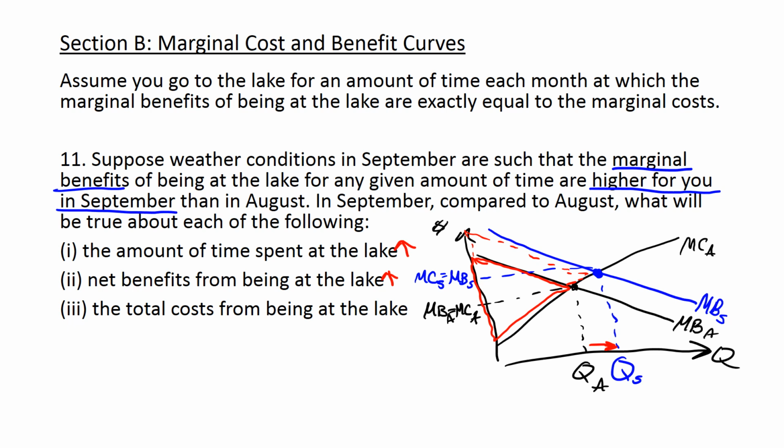The total cost is the area under the marginal cost, and so our original total cost is this. But now that we're going longer, or spending longer at the lake, our total cost goes up to here. So we see our total costs rise as well.